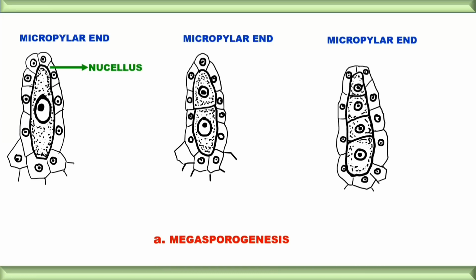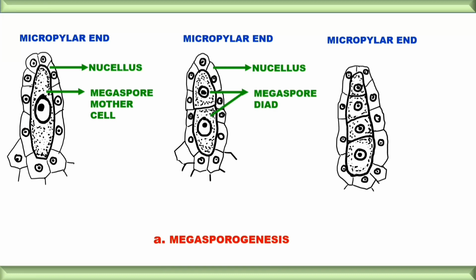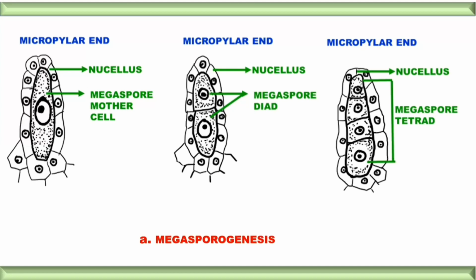Now the labeling. Importantly, you will have to represent the micropylar end where these changes happen, and then label the cells of the nucellus, the corresponding stages, the megaspore mother cell, the second stage megaspore dyad. The third is important, showing the linearly arranged cells of the megaspore tetrad. With this, our first set of diagrams is completed.